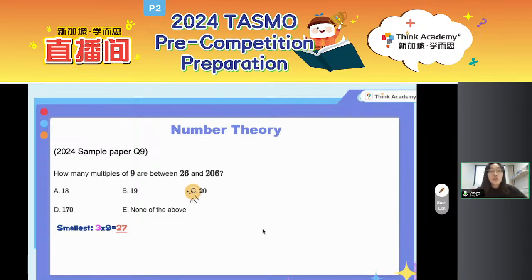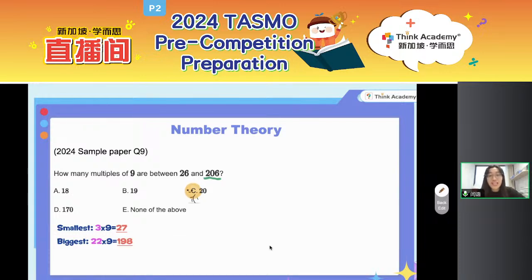Okay, good. So for the biggest one here, it should be 22 times 9. And then what can you get? That is 198. Okay, correct. Another way for you to figure out the 22, you just divide 206 by 9, and then you will get the whole number part, that is 22. And also here we have a remainder, right?